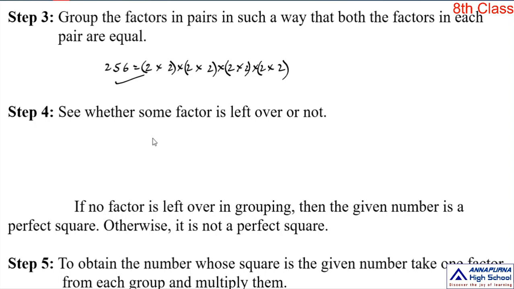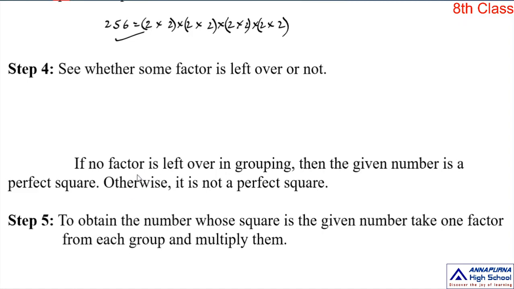If it is a perfect square number, then it is the square of which number? We can easily find out from this prime factorization only. To obtain the number whose square is the given number: now it is very clear, this 256 is a perfect square number because there is no other factor left over in that grouping. Now what is our question? This 256 is the square of which number?